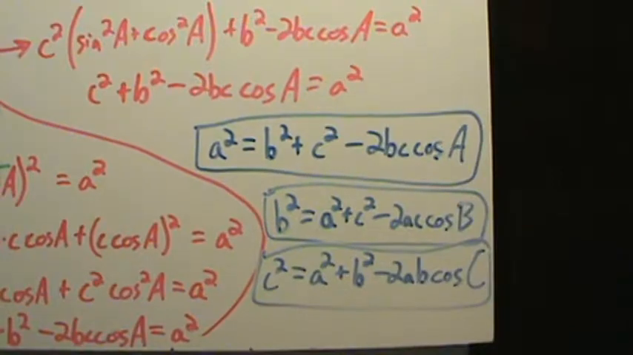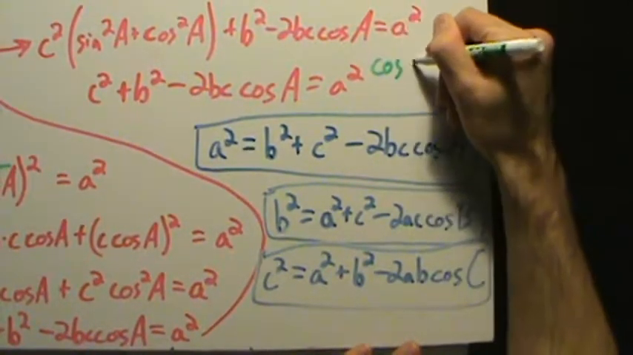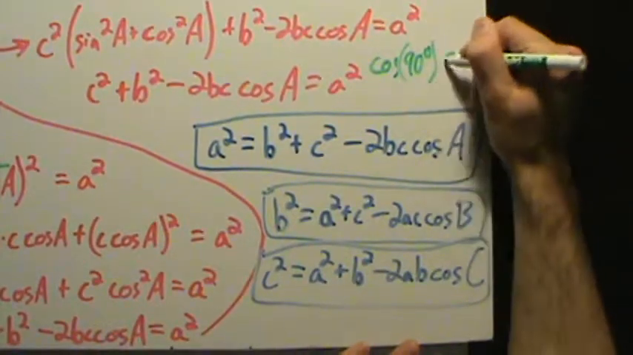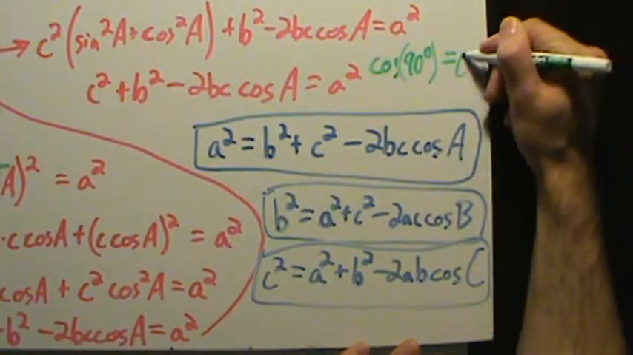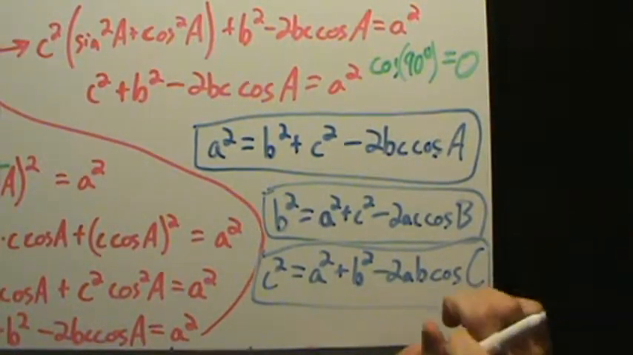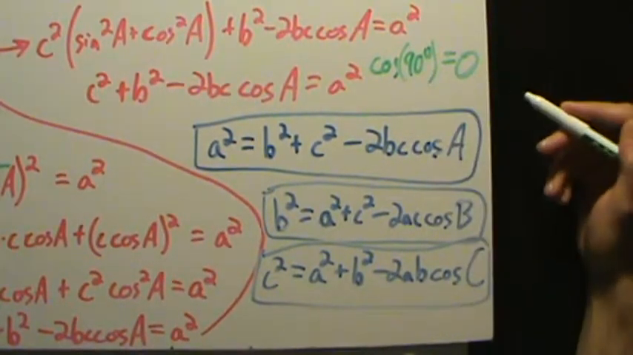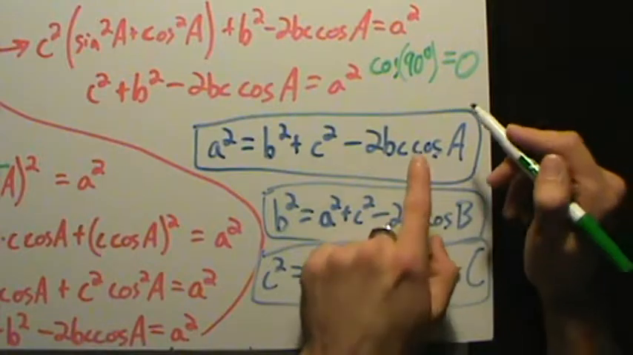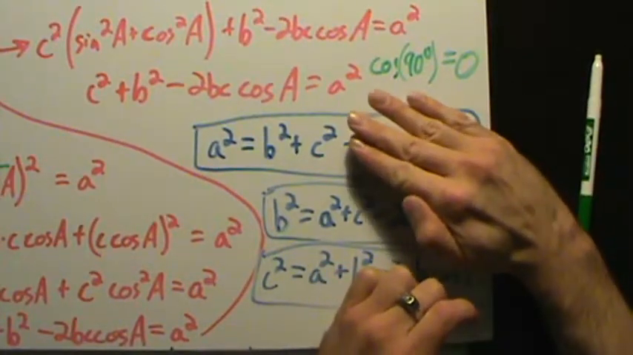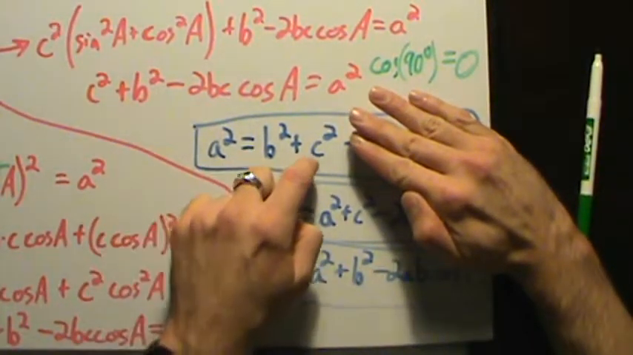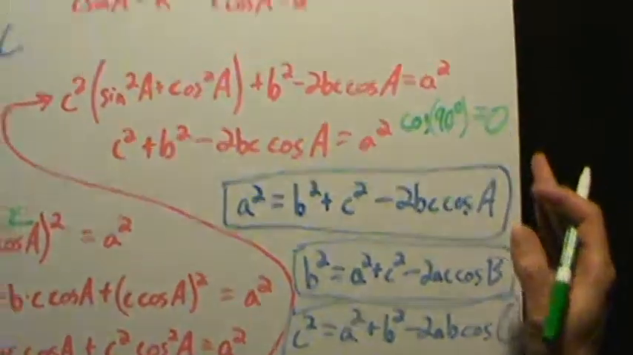Cosine of 90 degrees is 0, right? Remember, 90 degrees is pi over 2 radians, so if it's easier to think of it like that, that's fine. Cosine of pi over 2 radians is 0, cosine of 90 degrees, 0. So if that's 0, then this whole term goes away, and what you're left with is a squared equals b squared plus c squared, just like you would expect in a right triangle.